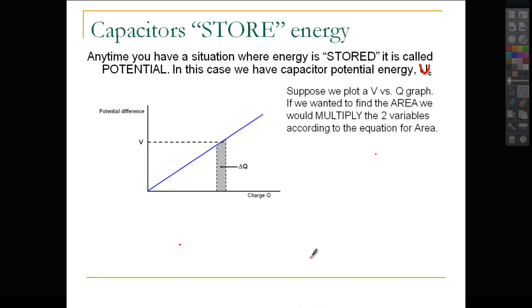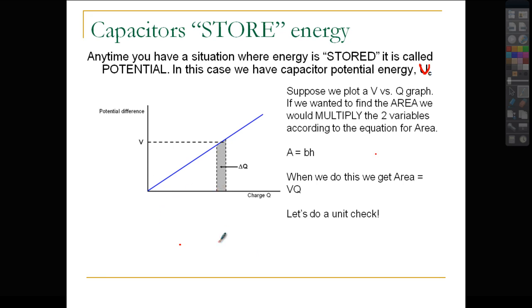So suppose we plot a V versus Q graph like I did over here. If we wanted to find the area, we would multiply the two variables according to the equation for area. And the equation for area for this rectangle, this dotted rectangle in here, is the base times the height. So when we do this, we get area equals V times Q. So V is the height, Q is going to be the base.